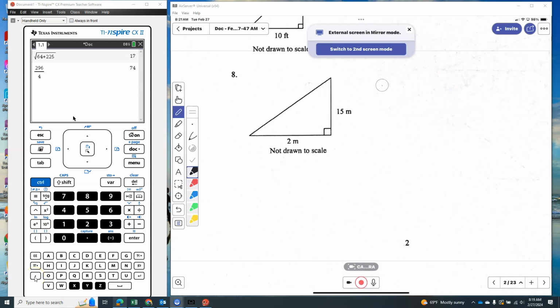So to find the hypotenuse, it's going to be 15 squared plus 2 squared is equal to c squared. Find the square root of both sides. So c equals the square root of 225 plus 4.